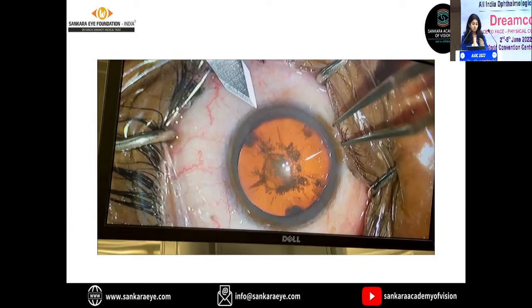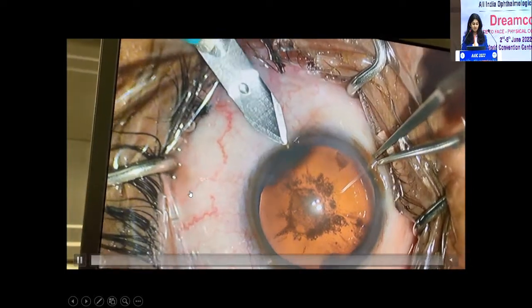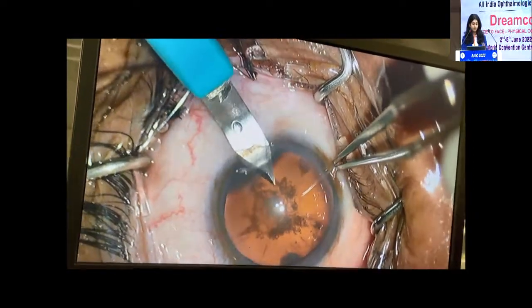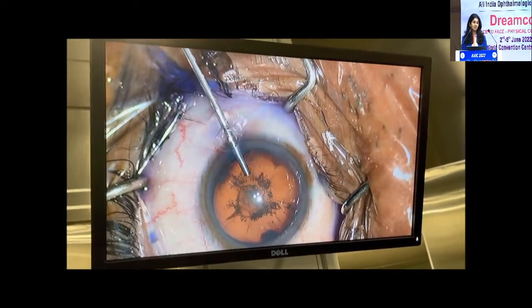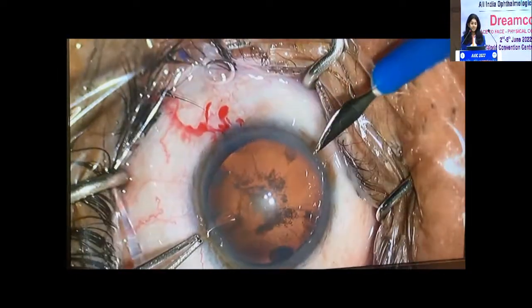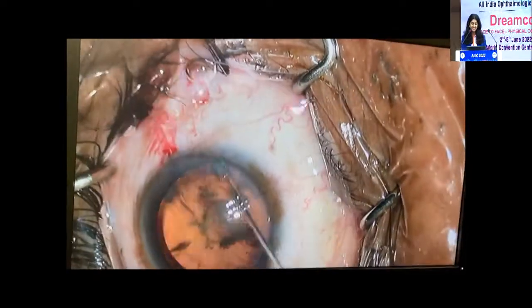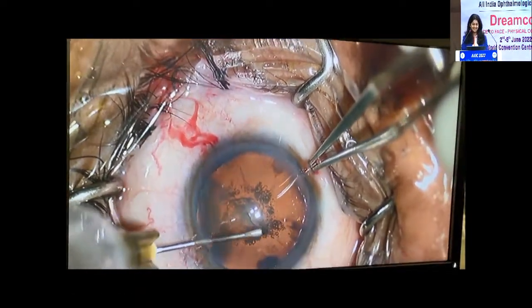So this was my case, a 58-year-old male. He had just an NS1 PSC cataract. He was quite cooperative, so I went ahead and planned the surgery. Somehow, whatever till now I have felt is that males are a little bit more cooperative compared to females, for reasons unknown.